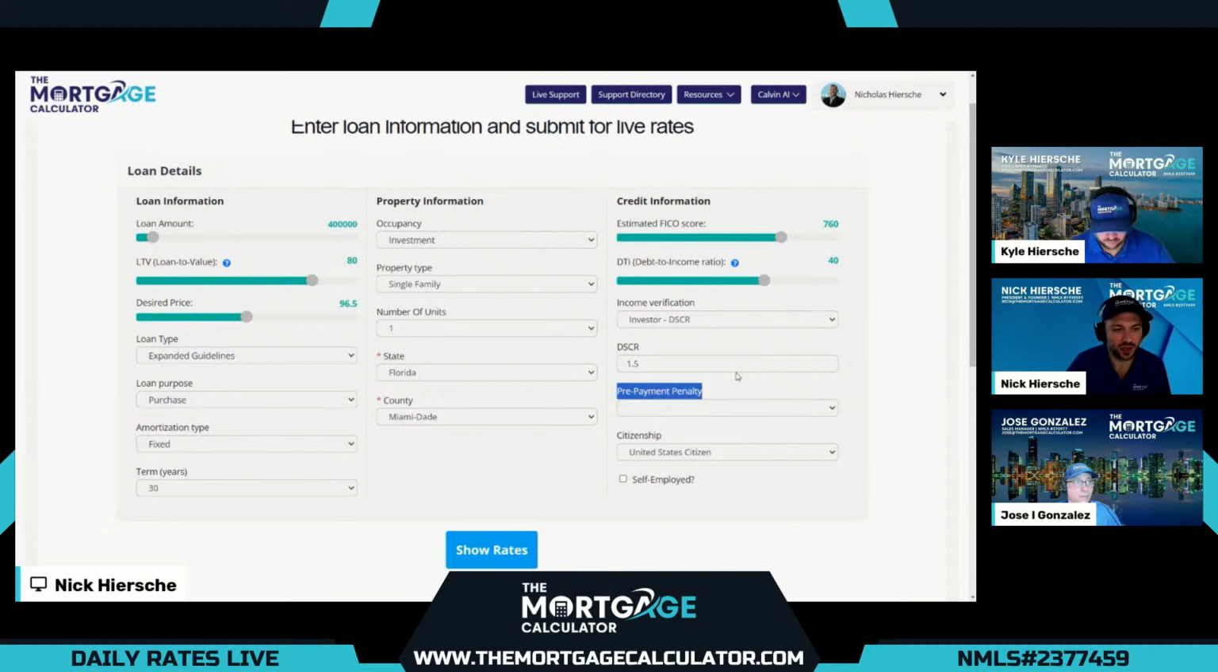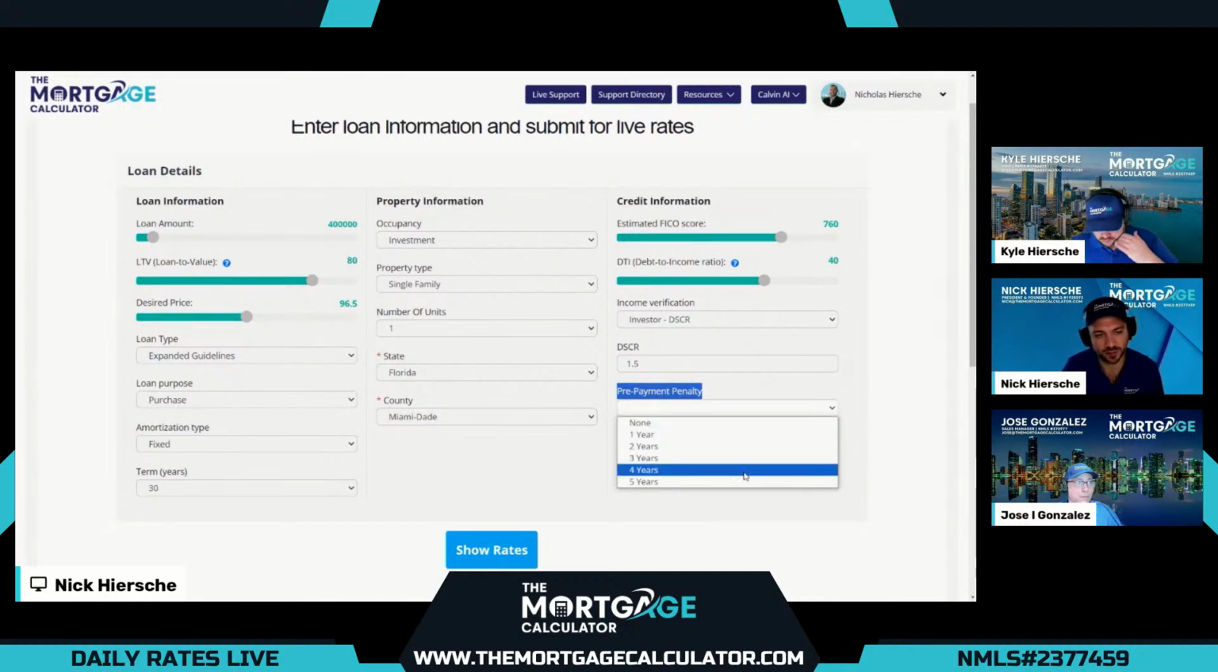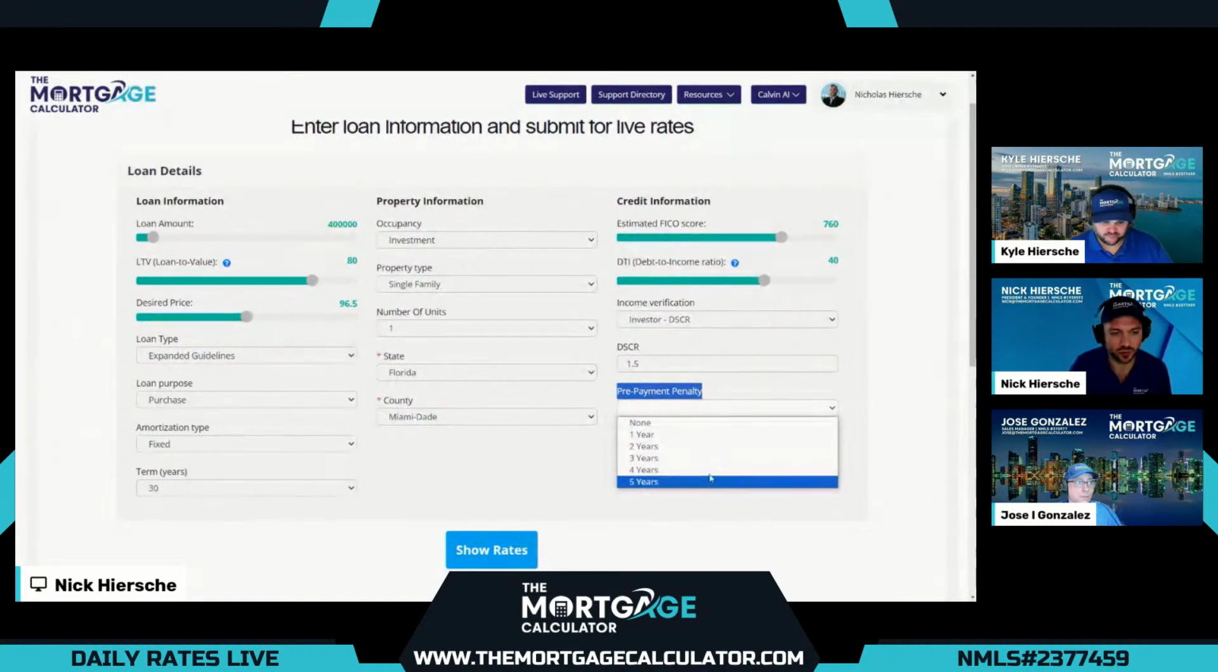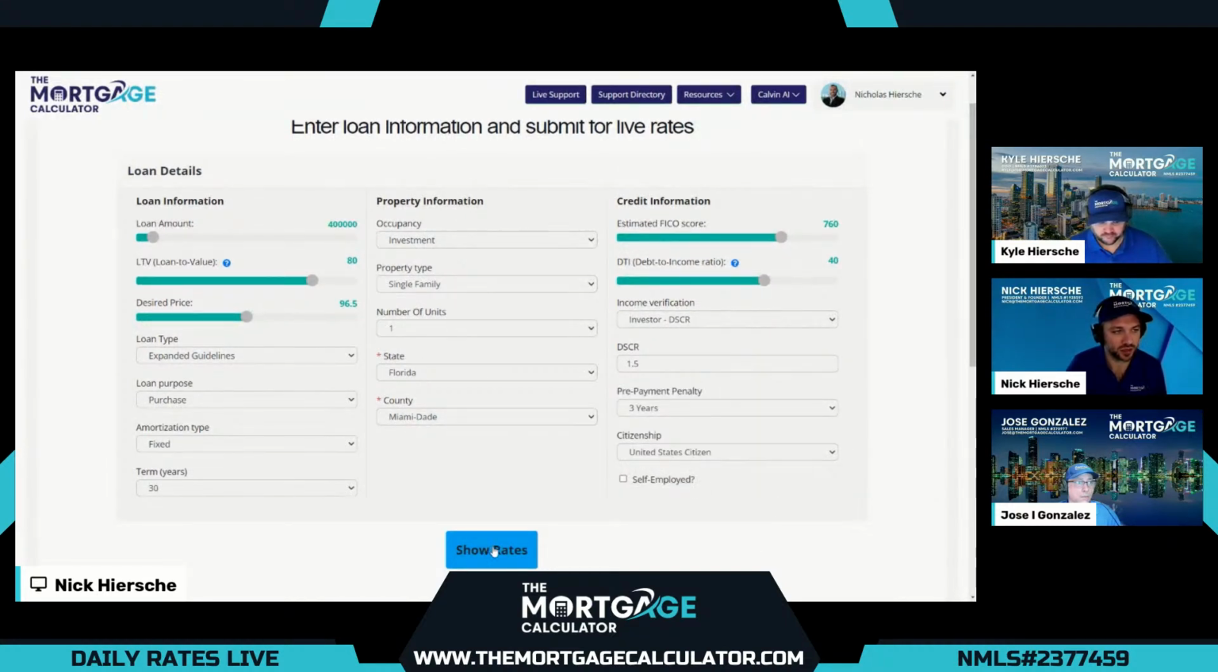And finally, prepayment penalty is standard on a non-QM investment. We always select 3 years for the demo. There are options for no prepay, which will cost more and limit what pops up. And there are some options for 5 years, which does save some money, but limits the programs. 3 years is the most common, so that's what we always use for the demo here.